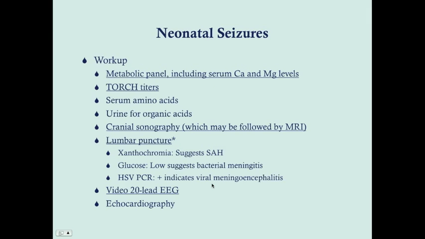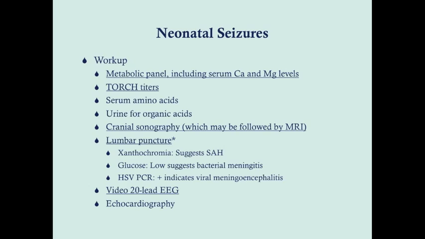The workup for neonatal seizures, because there are so many causes, is going to be extensive. So you'll want to get a metabolic panel, including calcium and magnesium levels. So we're looking at those electrolytes. That's a big cause of seizures that can be easily treated. You'll also want to have TORCH titers, and then you'll assess the baby for amino acids and organic acids. Those are those metabolic disorders. For amino acids, you can test those in the serum. Organic acids can be tested in the urine.